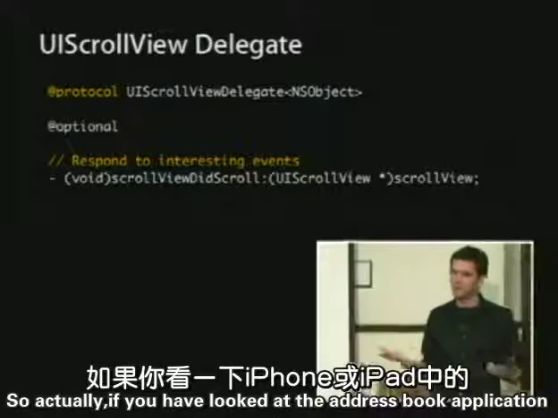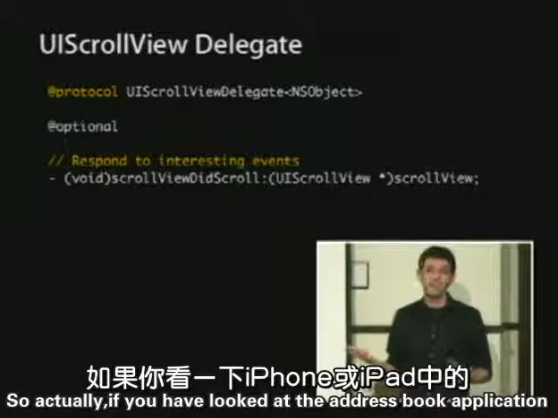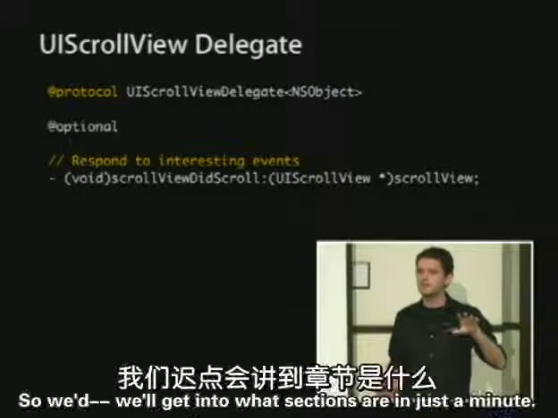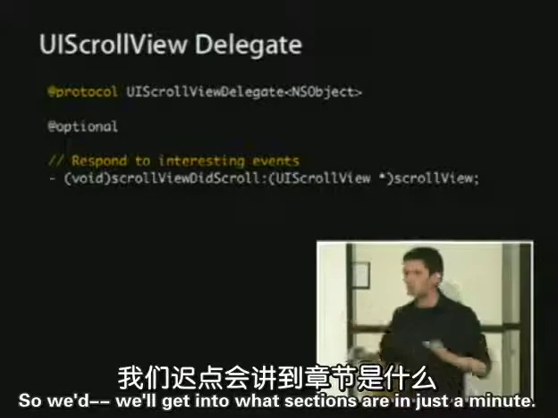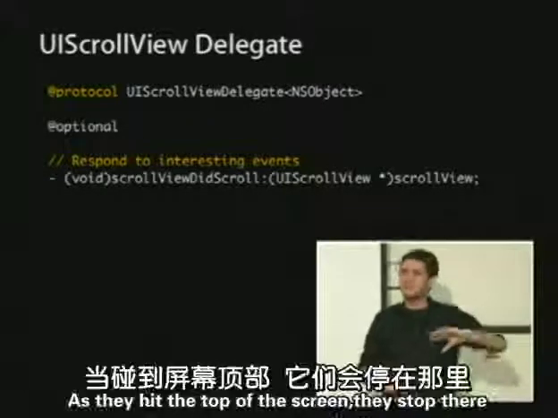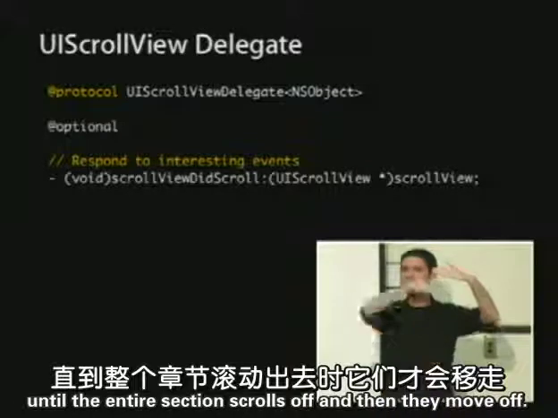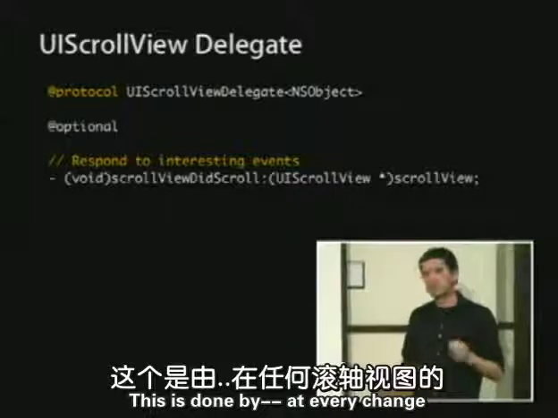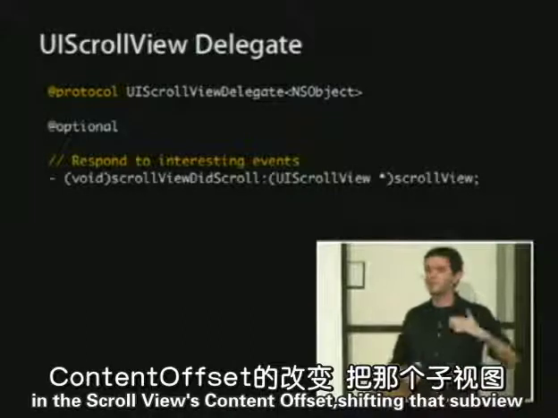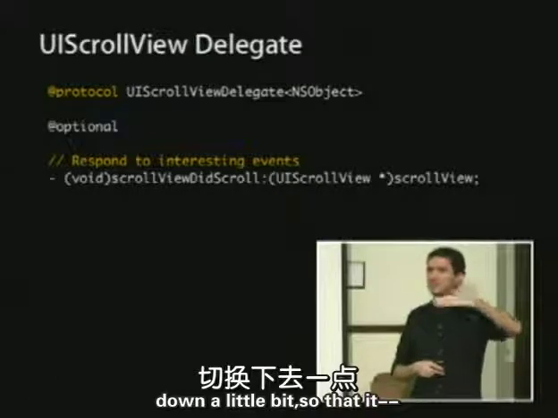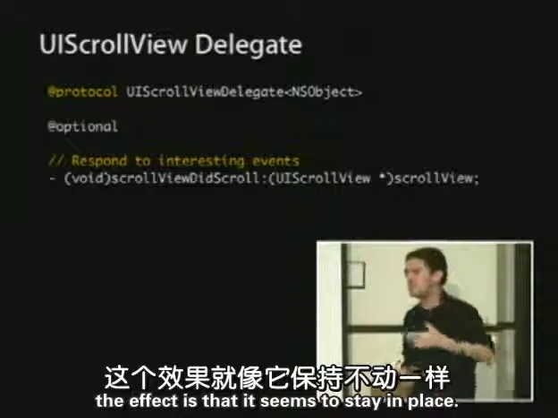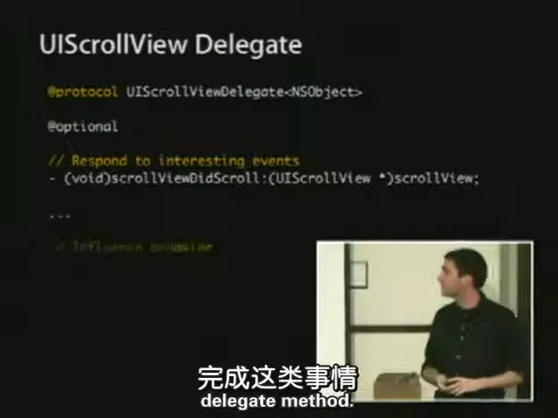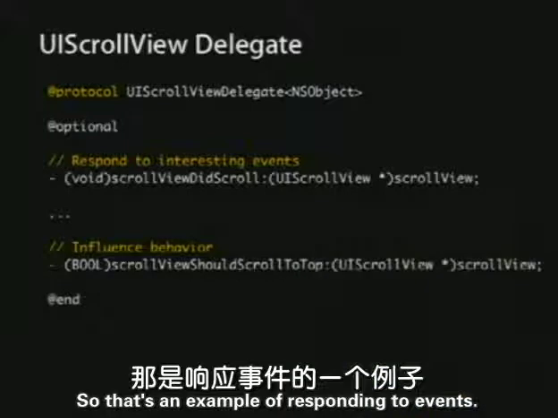So actually, if you have looked at the address book application on the iPhone or iPod Touch, there's headers at the top of each of the sections. So we'll get into what sections are in just a minute. But they basically float. As they hit the top of the screen, they stop there until the entire section scrolls off, and then they move off. This is done by, at every change in the scroll view's content offset, shifting that subview down a little bit so that the effect is that it seems to stay in place. And you can do that kind of thing using the scrollViewDidScroll delegate method. So that's an example of responding to events.